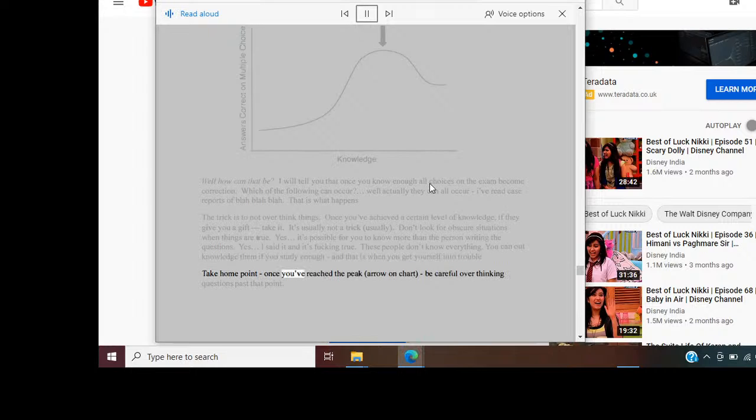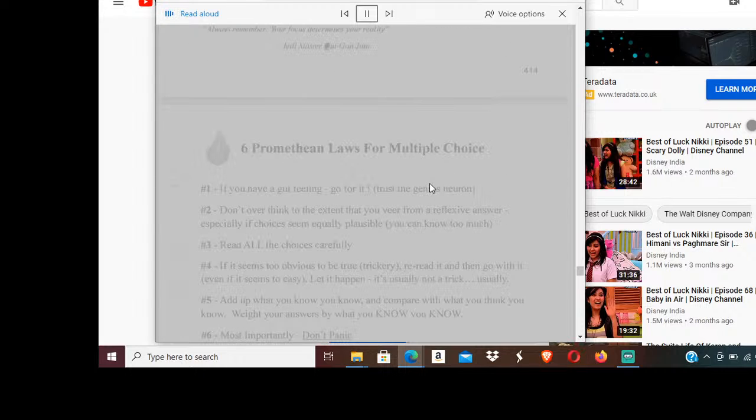Take home point: once you've reached the peak, arrow on chart, be careful overthinking questions past that point. Always remember, your focus determines your reality. Jedi Master Qui-Gon Jinn. 414.